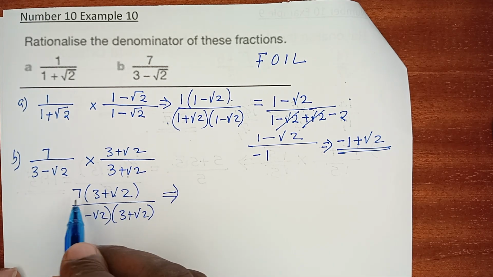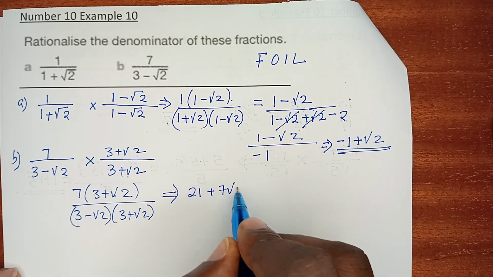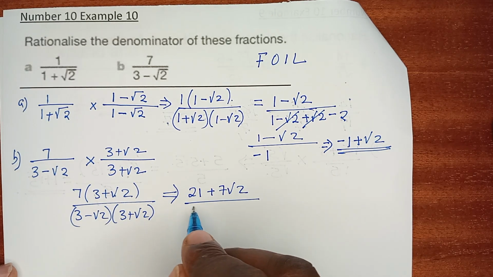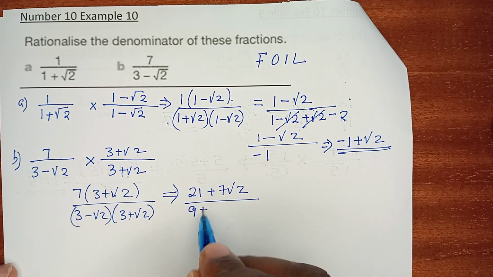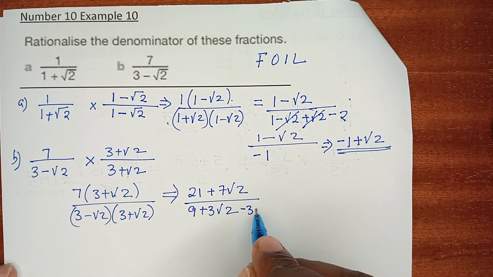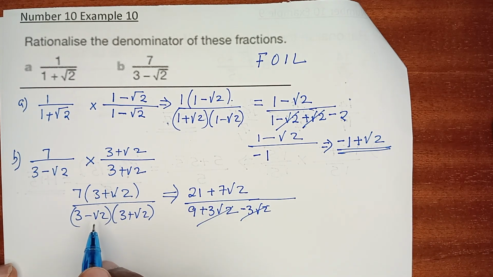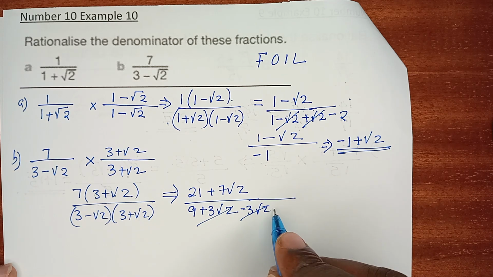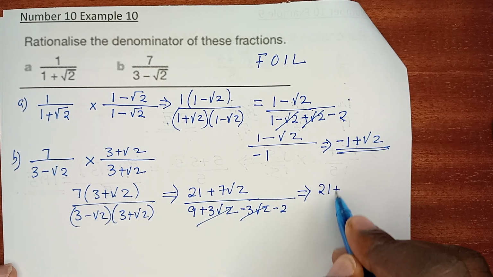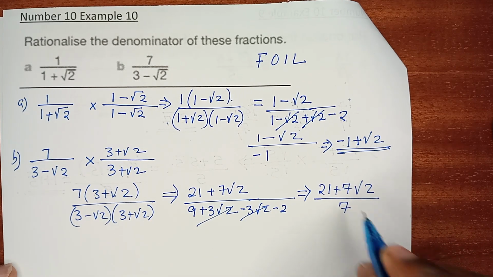The numerator gives us 7 times 3 is 21. 7 times root 2 is plus 7 root 2, all over. The denominator using the FOIL again, 3 times 3 is 9. 3 times root 2 is plus 3 root 2. Minus root 2 times 3 is minus 3 root 2. You can already see that this one and that one cancel out. And minus root 2 times root 2 is minus 2. So the whole thing becomes 21 plus 7 root 2 all over 9 minus 2, which is a 7.